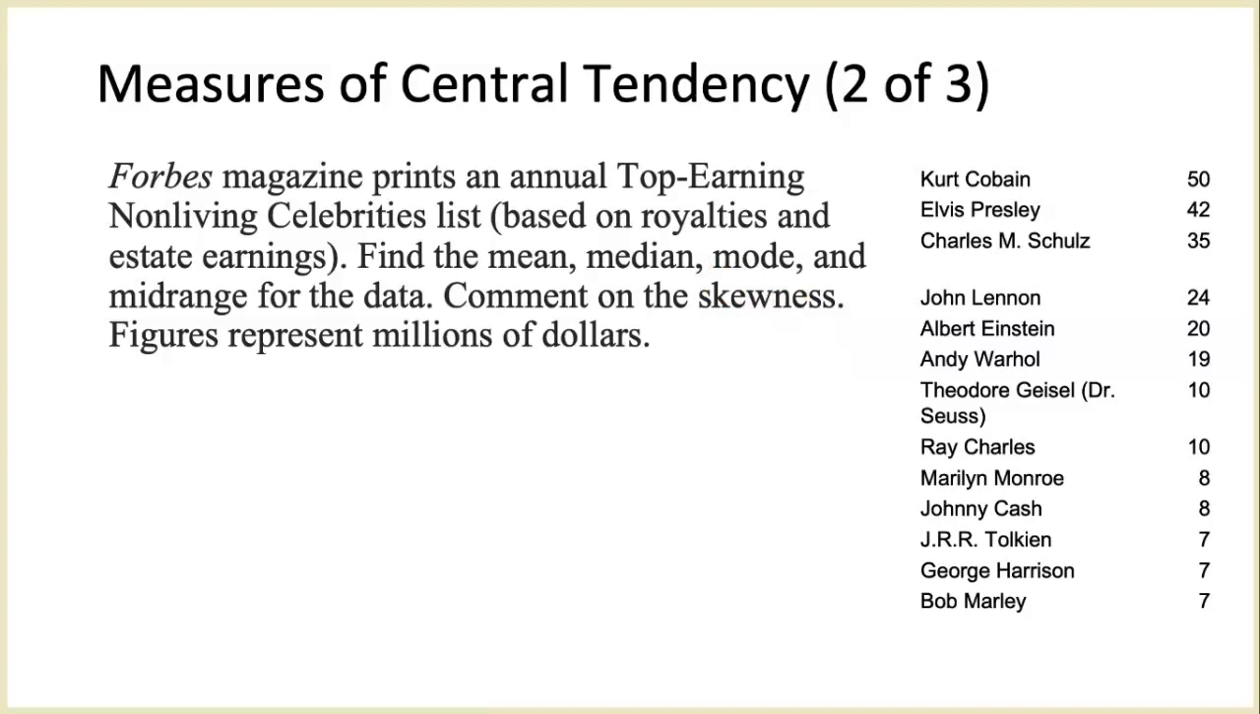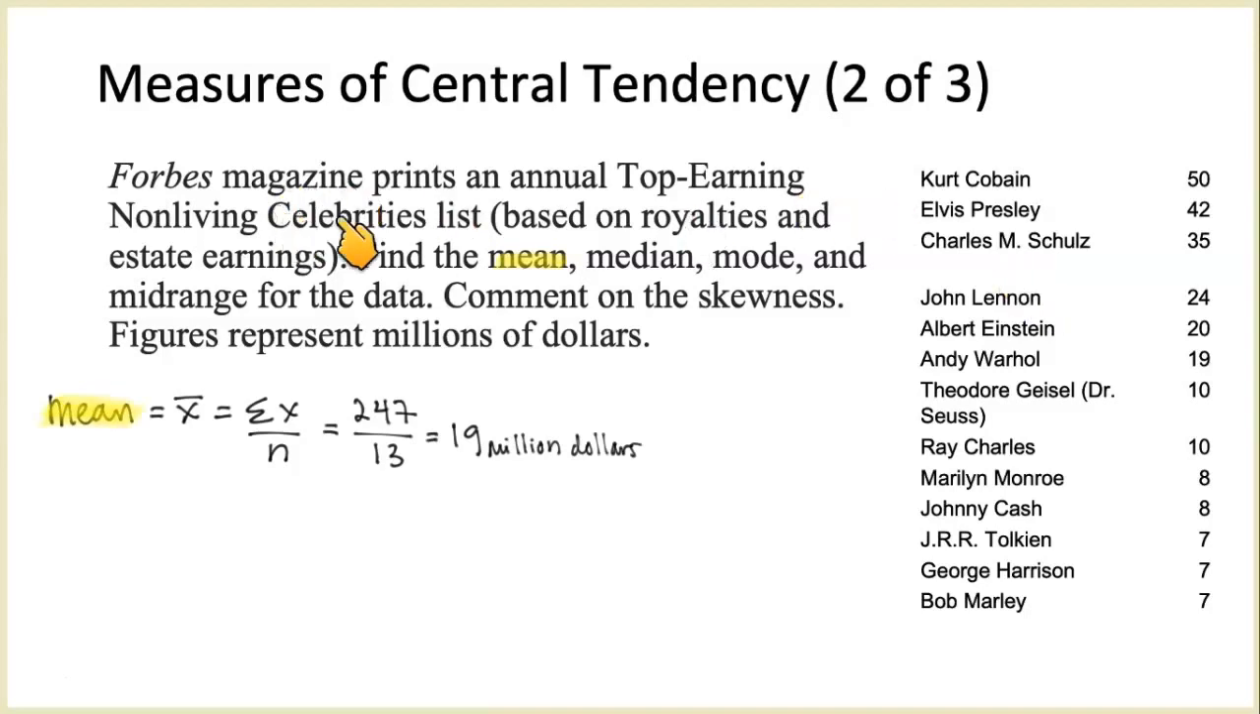First, how can we find and describe the mean? Well, the mean is just an average. To find that average, I look at the sum of each of those numbers divided by the total. If we add all these values together, and there are 13 values here, I believe we get 247 when we add them up, divided by 13. 19 would be our mean, but because the values are in millions, we want to retain that same information, so 19 million would be the average. That would be the average top earnings in royalties or estate earnings for this sample of non-living celebrities.